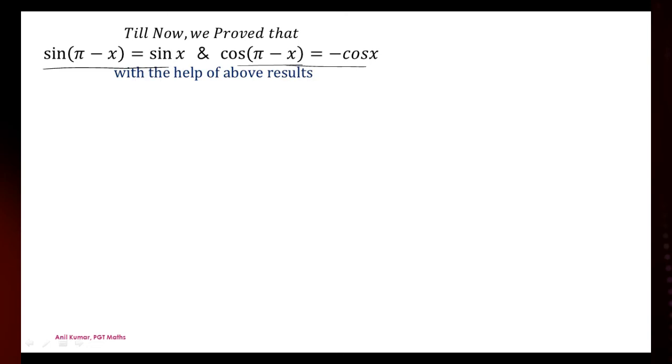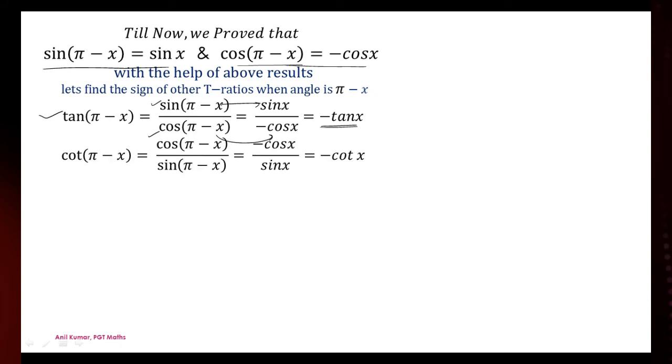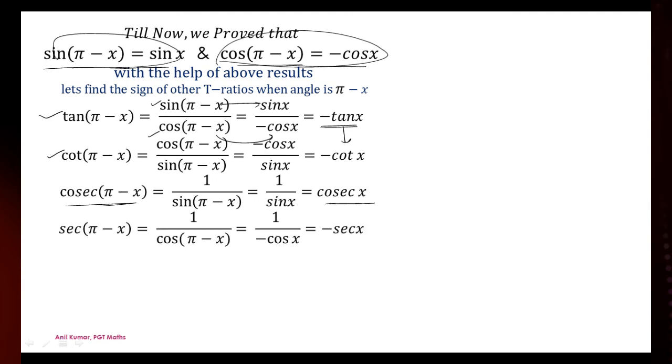So let's find out the remaining t ratios. First, tan(pi minus x). Tan(pi minus x) is sin(pi minus x) upon cos(pi minus x), and sin(pi minus x) is sin x and cos(pi minus x) is minus cos x. Sin by cos will become minus tan x. Similarly, cot(pi minus x) will be the reciprocal of this one, so it will become minus cot x. And cosecant(pi minus x) will become the reciprocal of sin x, so it will become cosecant x. And secant(pi minus x) will be the reciprocal of minus cos x, so it will become minus secant x.